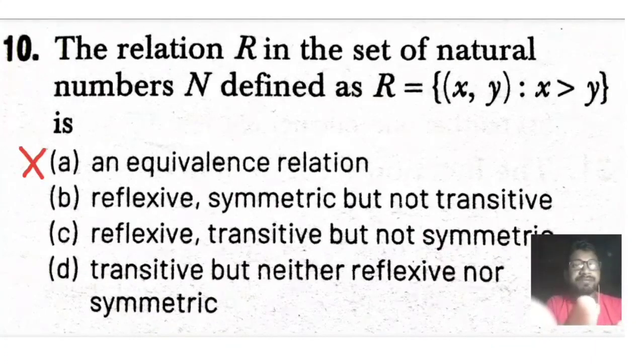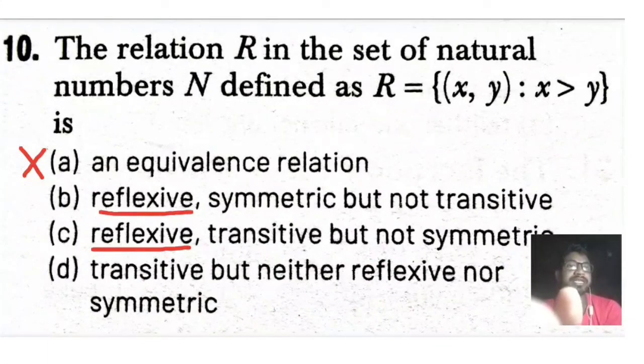Now reflexive, only one option is here. This option also gives reflexive, here is also given reflexive, but our answer is not reflexive. So only option number D is left. So we don't need to solve this question because we get our answer and this is our final answer.